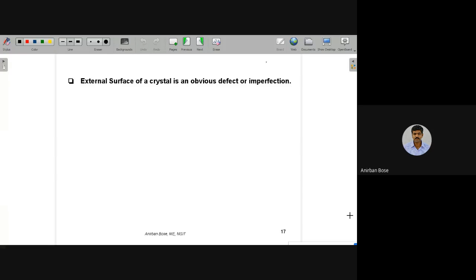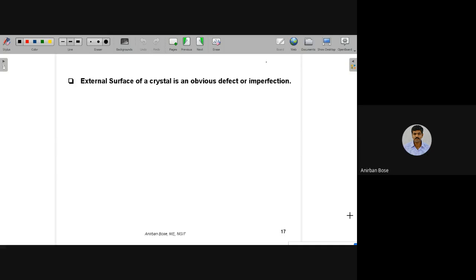Now, there are different kinds of crystal imperfections. We have discussed earlier that there can be point defects, line defects, surface defects or volume defects. But one of the surface defects is very obvious, and you can observe it very easily: the external surface of any crystal is an obvious defect or imperfection. So let us try to understand this first.